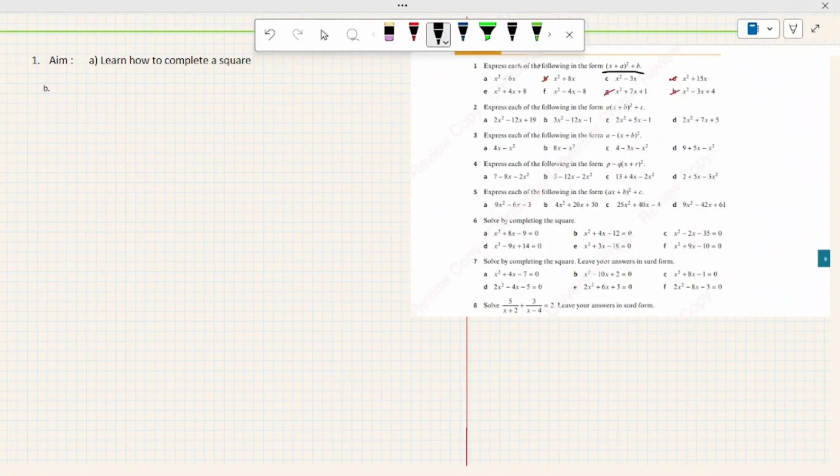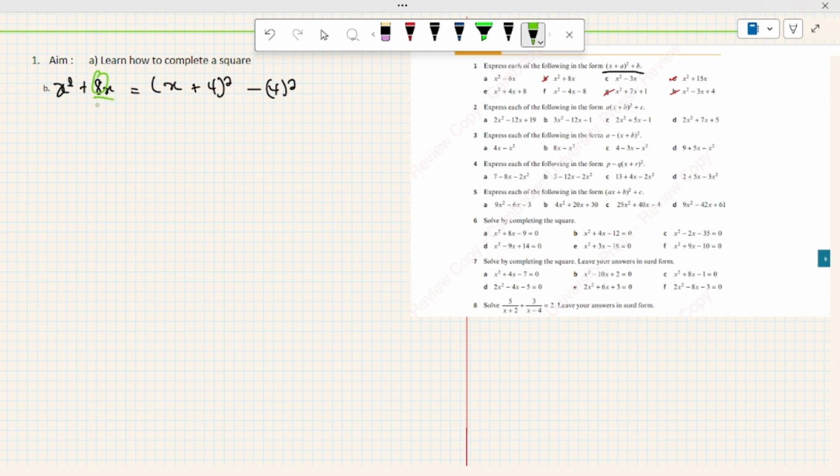Right, the first question that we're going to be tackling is x squared plus 8x. So how would you complete the square of this? How you go about this is going to be x plus 4 squared minus 4 squared. Basically, you take the coefficient of x and divide it by 2, hence I got 4 here.